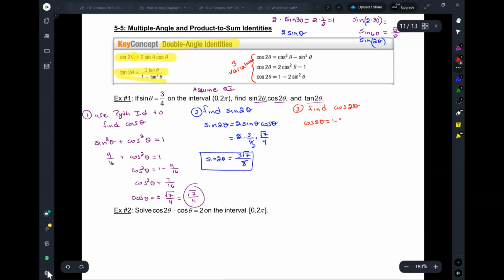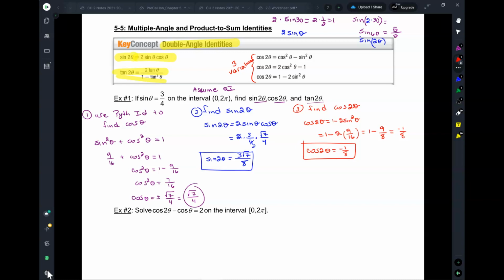1 minus 2 sine squared theta. So this is 1 minus 2 times sine squared theta, which is 9 over 16. So this is 1 minus 9 over 8. And this is negative 1 over 8. So cosine 2 theta is negative 1 over 8.